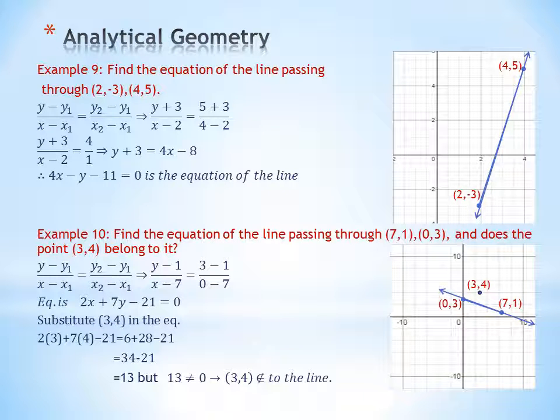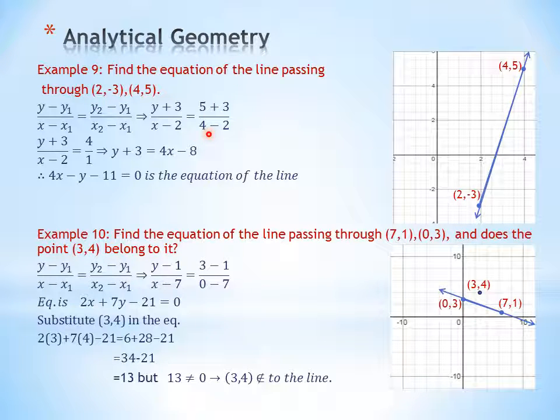Now in example 9, we want to find the equation of the line passing through 2 given points. Since we have 2 given points, we will directly use this formula: y minus y1 over x minus x1 equals y2 minus y1 over x2 minus x1. Which one of them must be x1, y1? We can determine it. So this is x1, y1 and this is x2, y2. Then we fill in y minus y1, which is y plus 3, over x minus 2 equals 5 minus negative 3 over 4 minus 2.